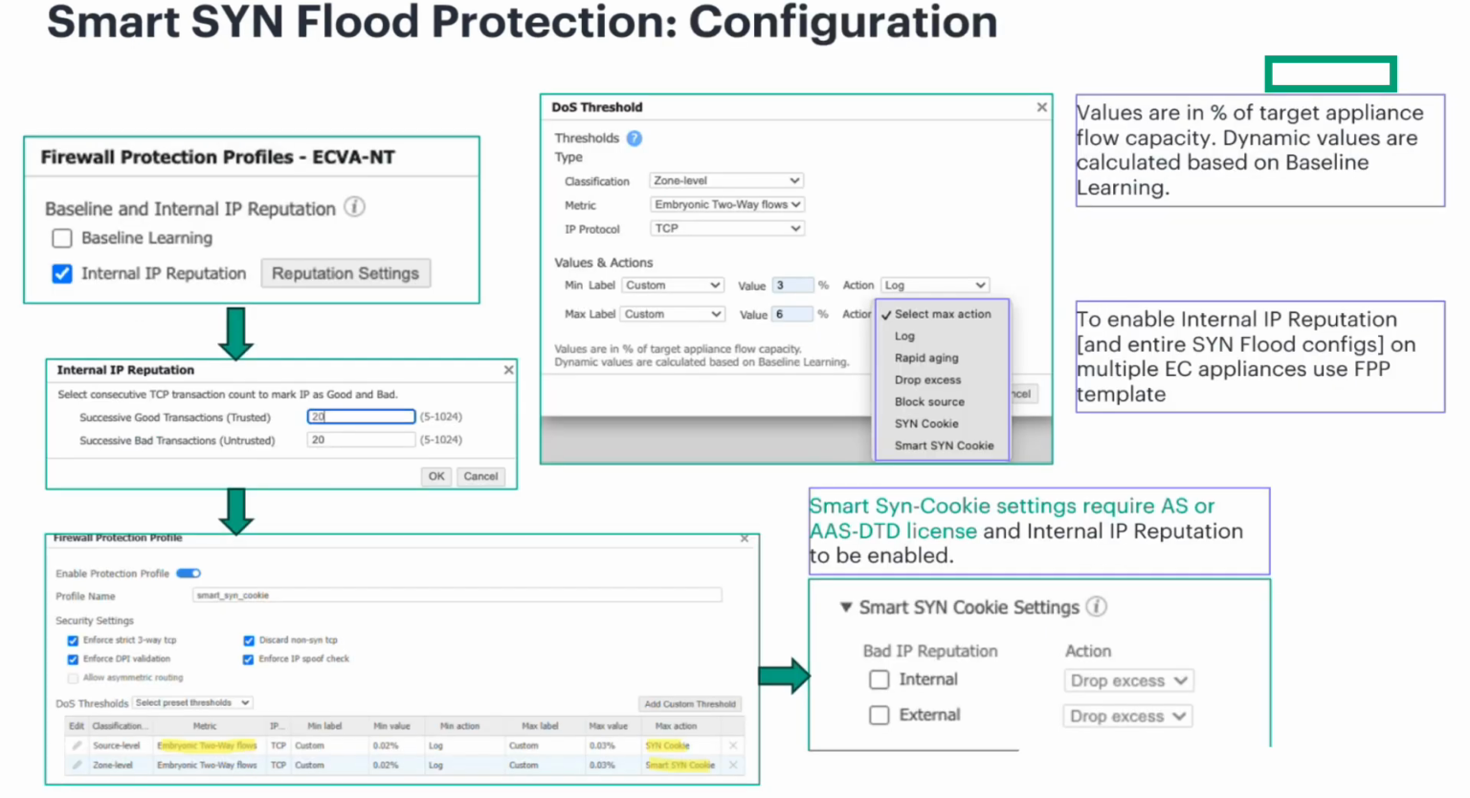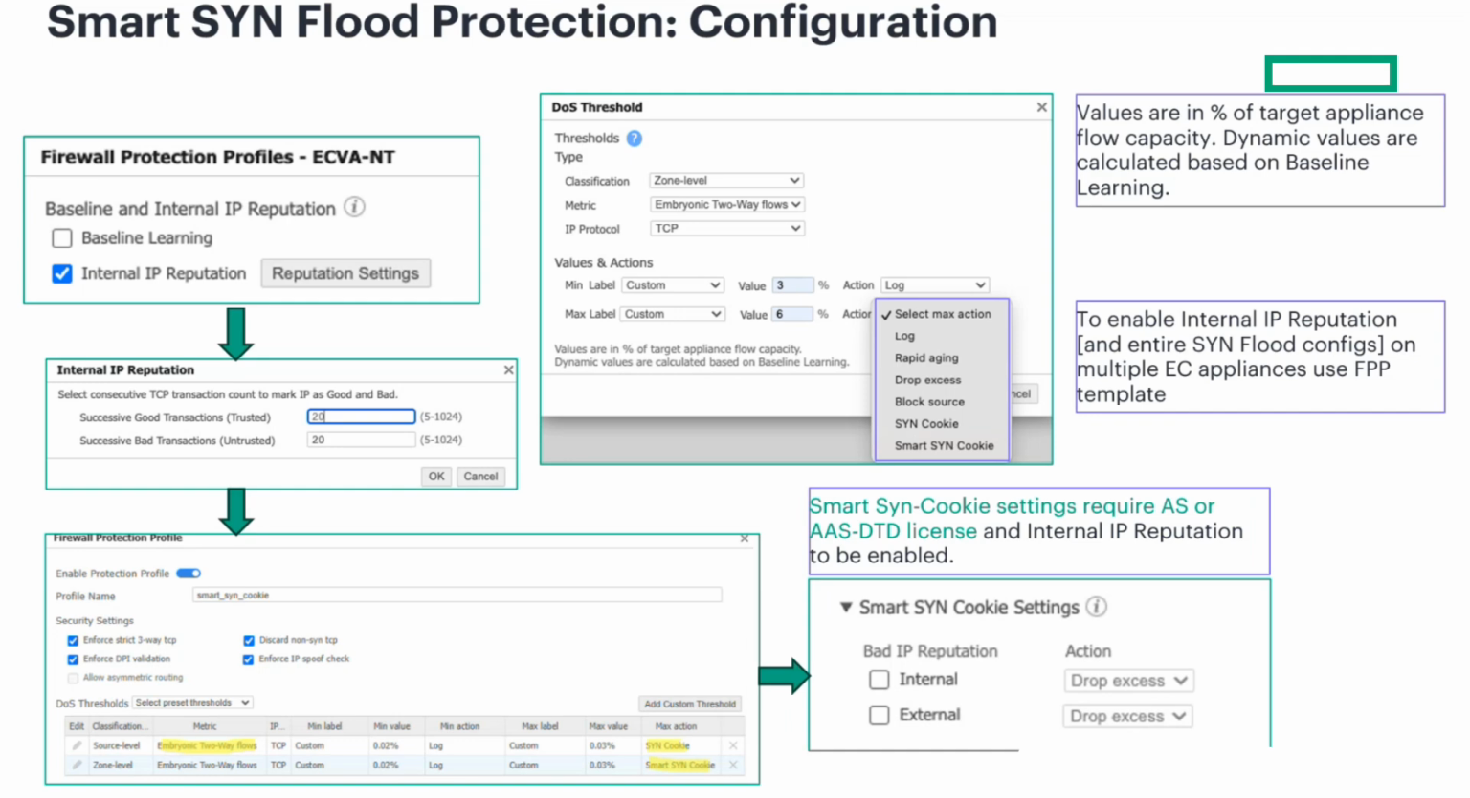Now, the way to turn this on is simple. There are two key configuration elements to look at. One is to turn on the IP reputation, and then there are IP reputation settings. Configure what is the successive good transaction number and similarly the successive bad transaction number. And by default, we treat 20 successive transactions as good and similarly 20 as bad.